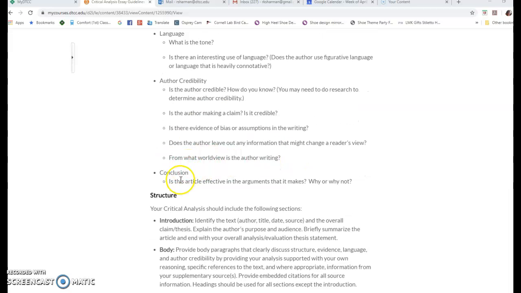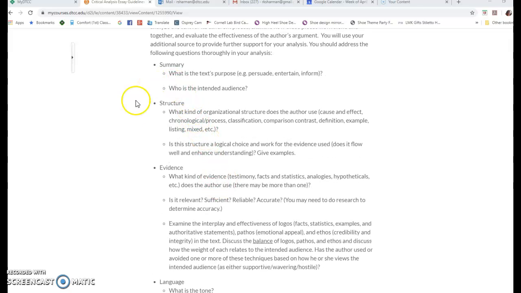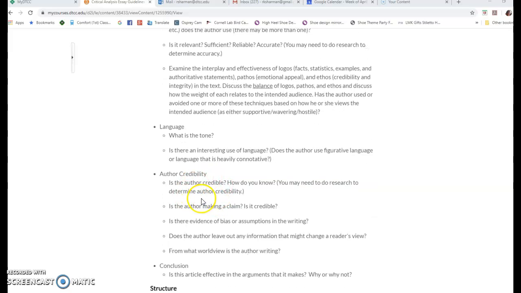And then the last section of your essay will be the conclusion. This is your overall evaluation. And remember, it's not whether you agree or disagree with the author, it's how effective the author was in making his or her arguments. And this should agree with your analysis of the structure, evidence, language, and author credibility.